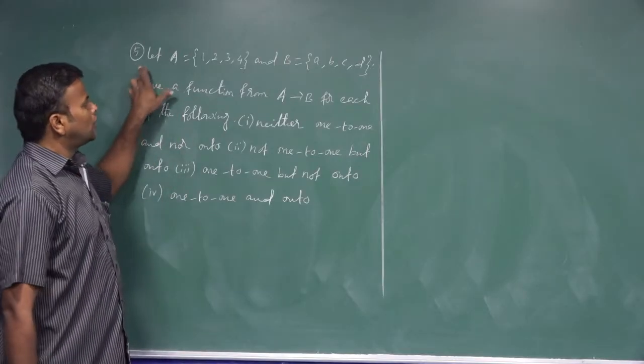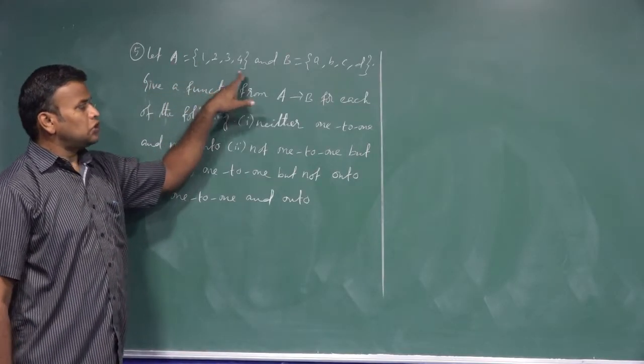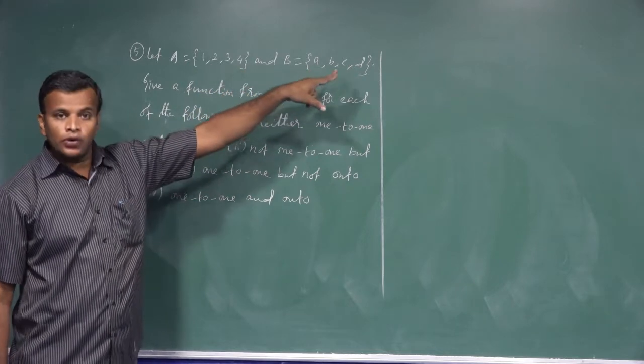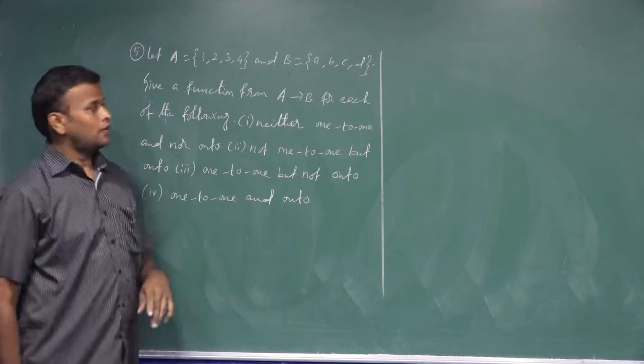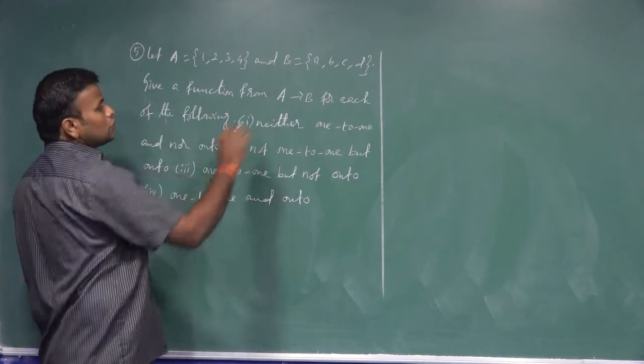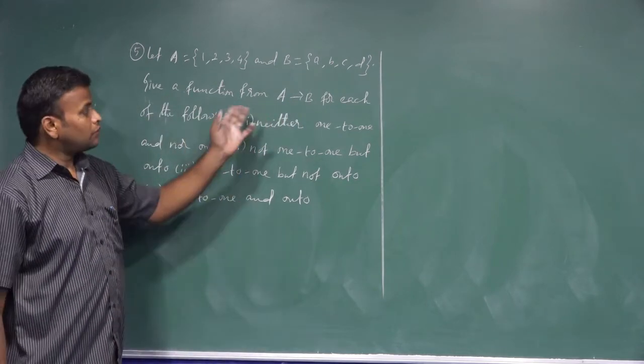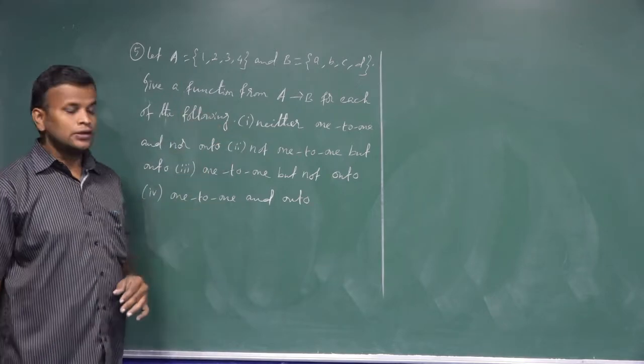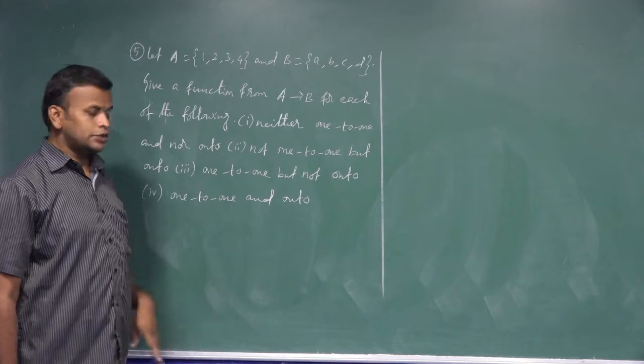The fifth one. Let A be {1, 2, 3, 4}. The set A contains 4 elements, and the set B also contains 4 elements: a, b, c, d. Give a function from A to B for each of the following. There will be 4 subdivisions given. Now we give a function.